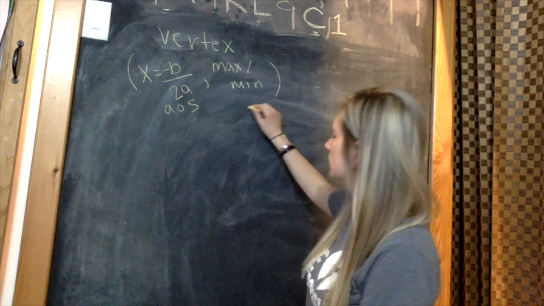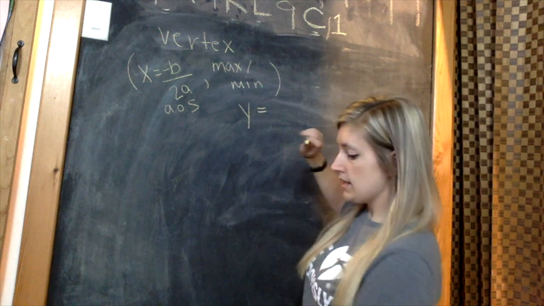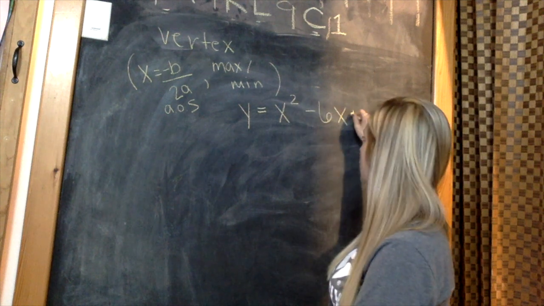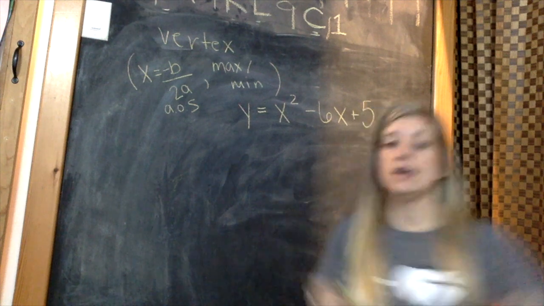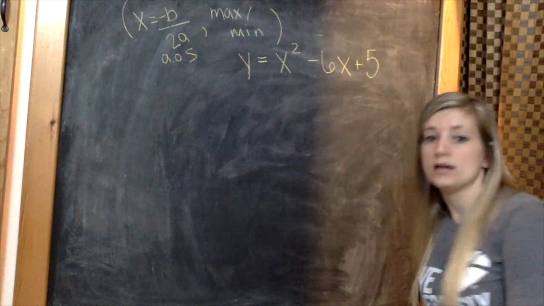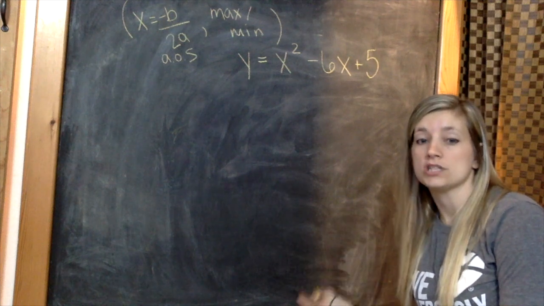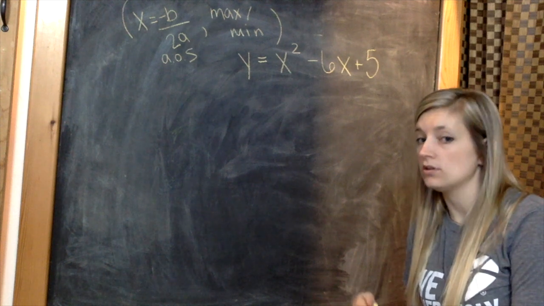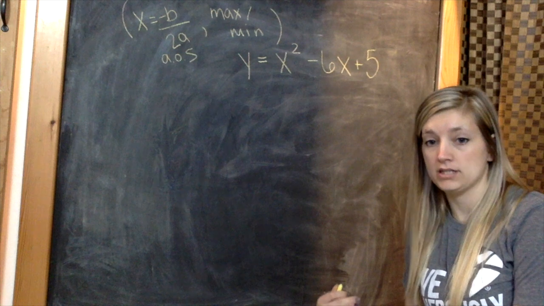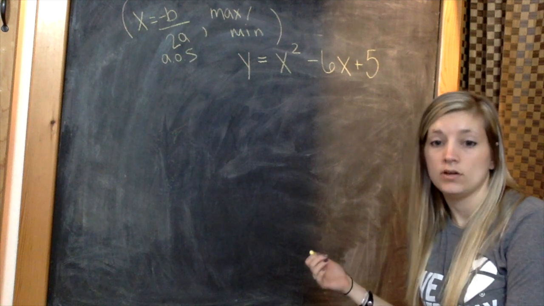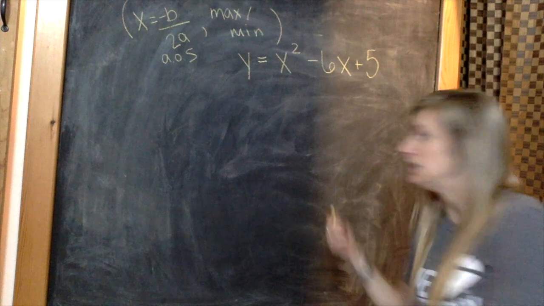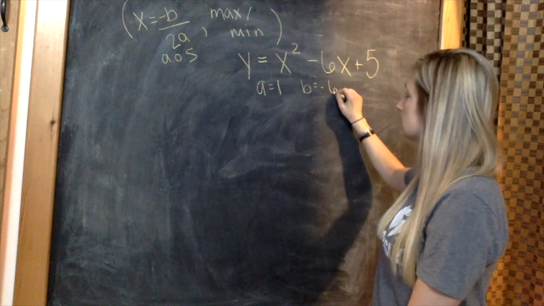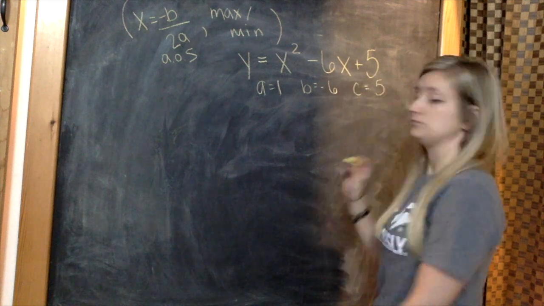So, let's start off with one. Let's do y equals x squared minus 6x plus 5. Just like before, we have to find our x in order to find our max point or our min point. So start off the exact same: find your a, your b, and your c. My a is 1, my b is negative 6, and my c is 5.